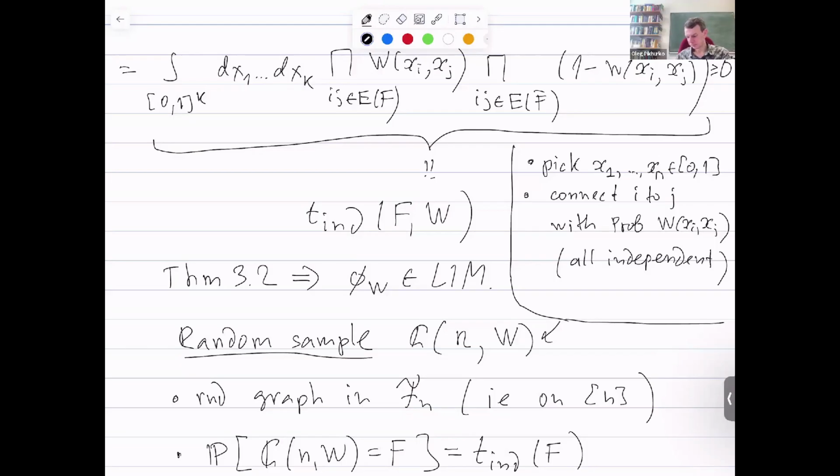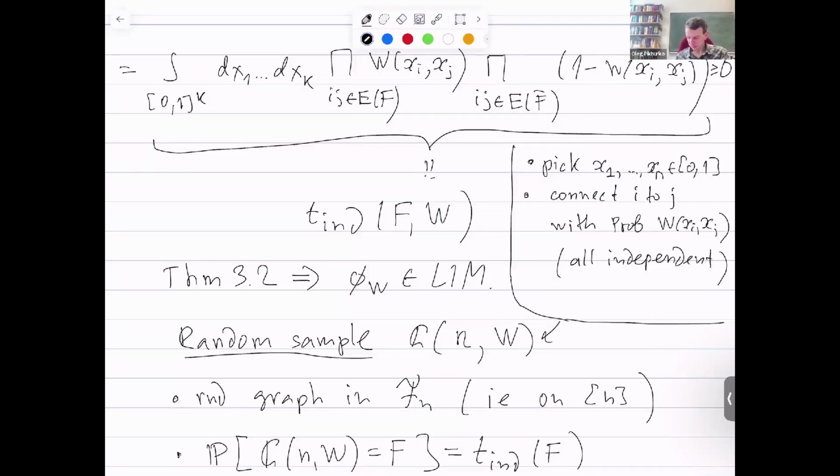If 0, non-edge. For example, if W is, say, constant 1/2, then positions of xi don't matter because W is a constant. In this case, every pair you make an edge with probability 1/2. So this is exactly the Erdős-Rényi binomial graph, which we looked at. So there are special cases.